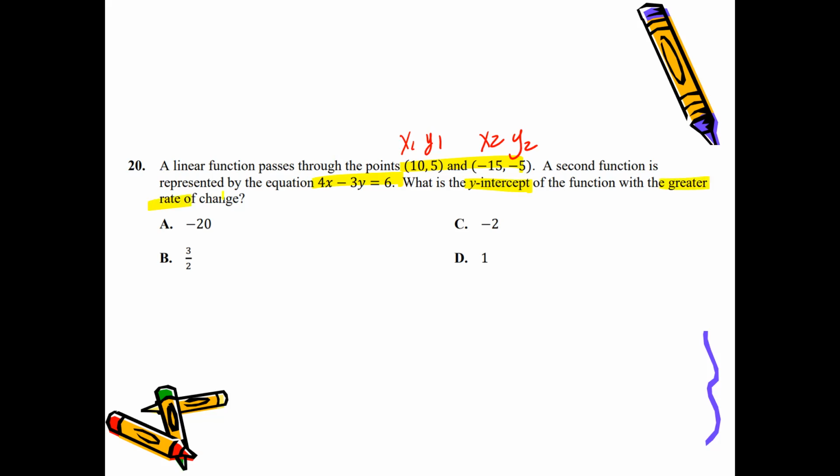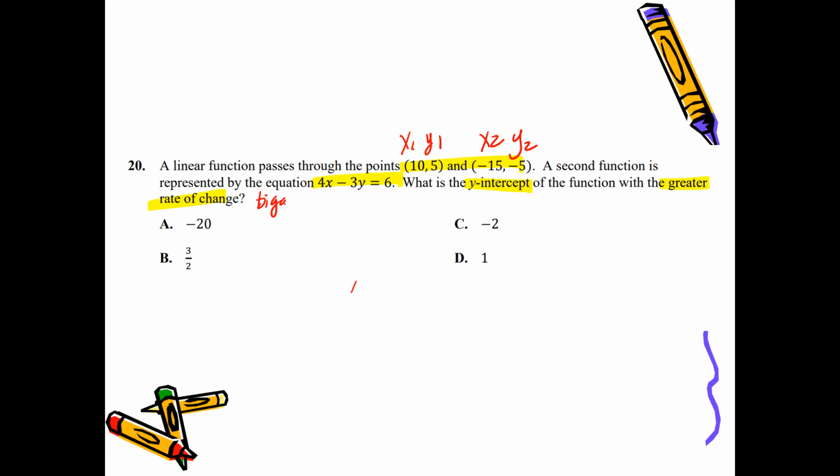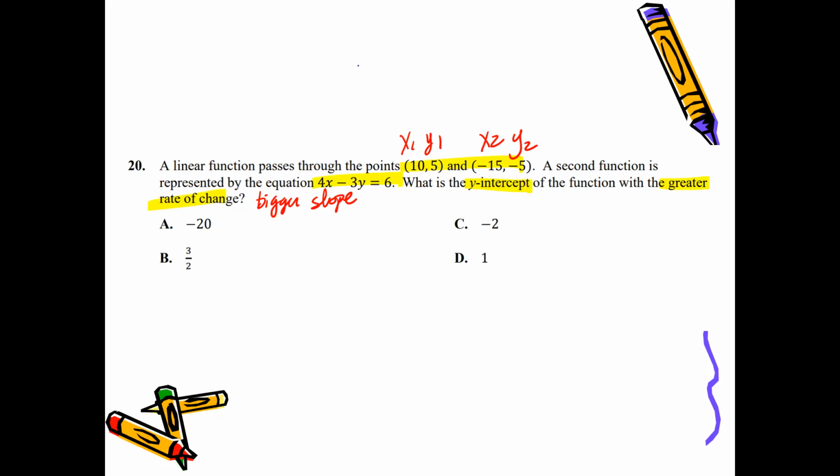Okay, greater rate of change. So greater rate of change just means bigger slope. Now, before I can even find the y-intercept, I have to find the bigger slope. So let's take a look at this first slope. I'm going to put m1. Slope is y2 minus y1 over x2 minus x1.